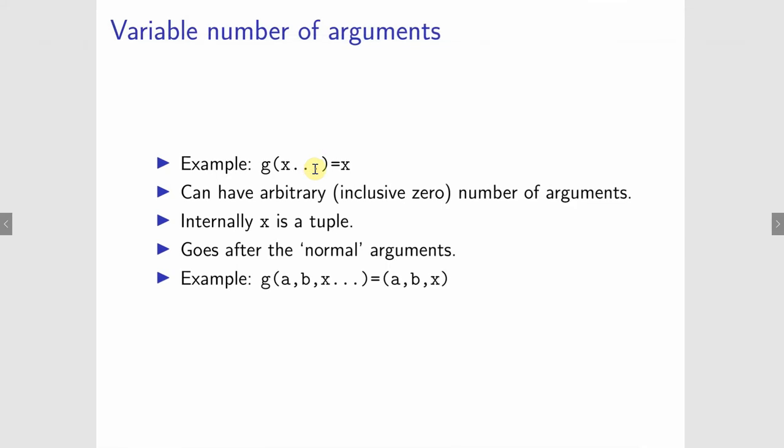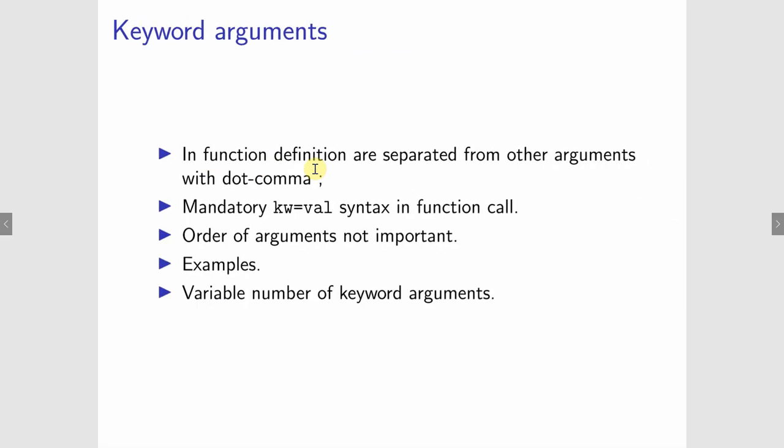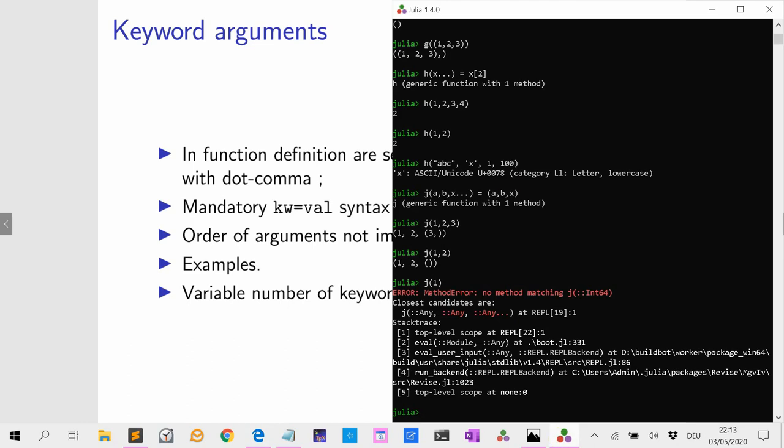Now let's go to keyword arguments. In the function definition, keyword arguments are separated from the other arguments with the semicolon syntax. In the function call, you need to use the mandatory keyword = value syntax, and the order in which the keyword arguments are used is not important. And also a variable number of arguments is possible. So let's go to some examples.